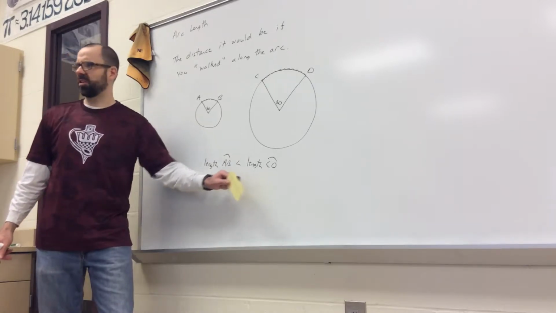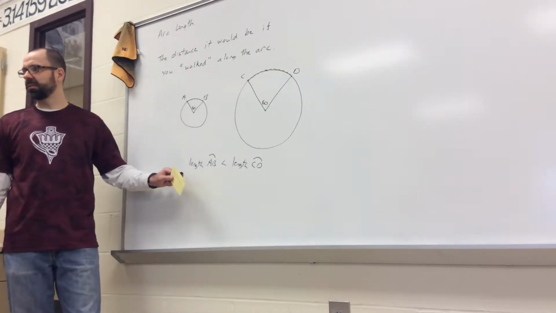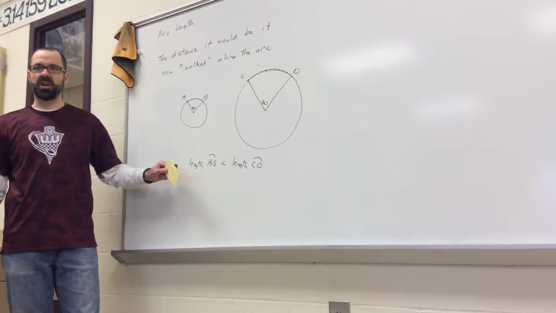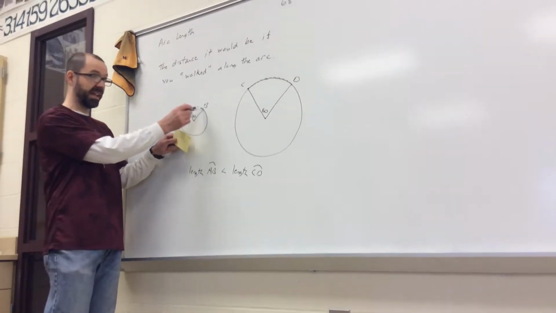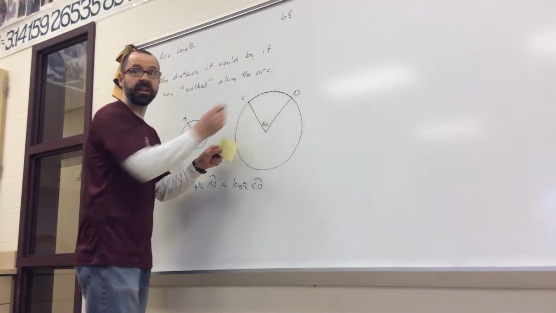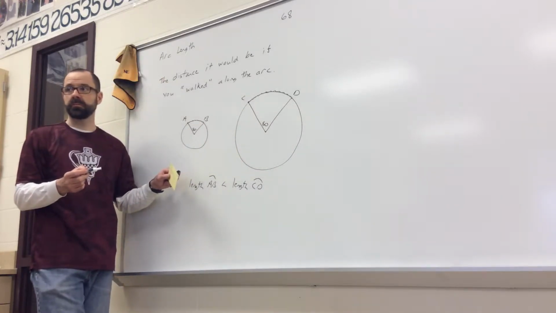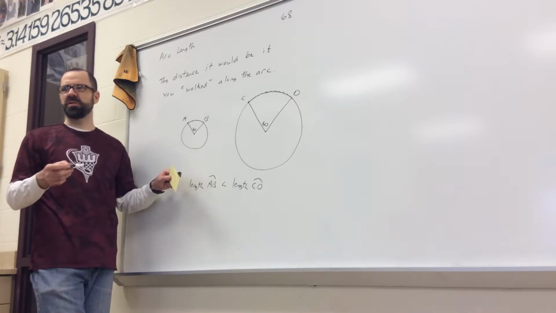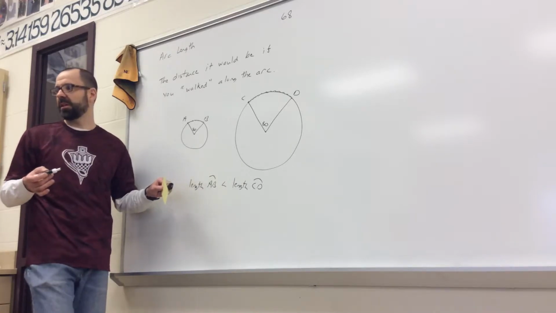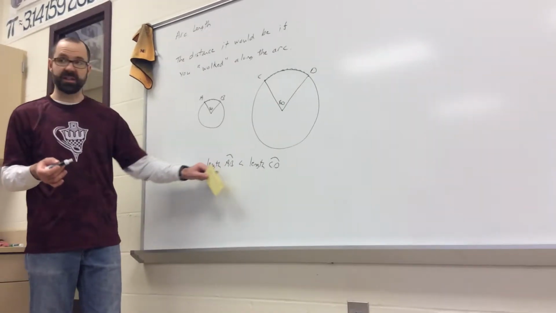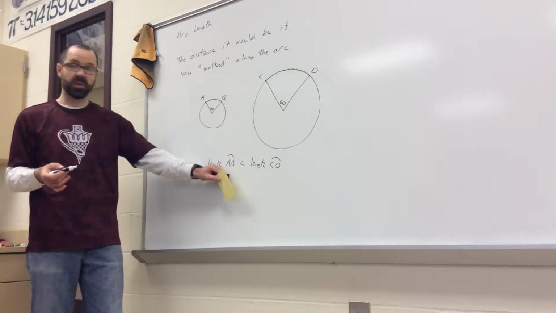The notation is kind of hard to get used to, but the concept's not tough. It's obvious that this length is shorter than that length, right? So I'm just trying to get you used to what length means and how to write that down. So you write the length of arc AB.